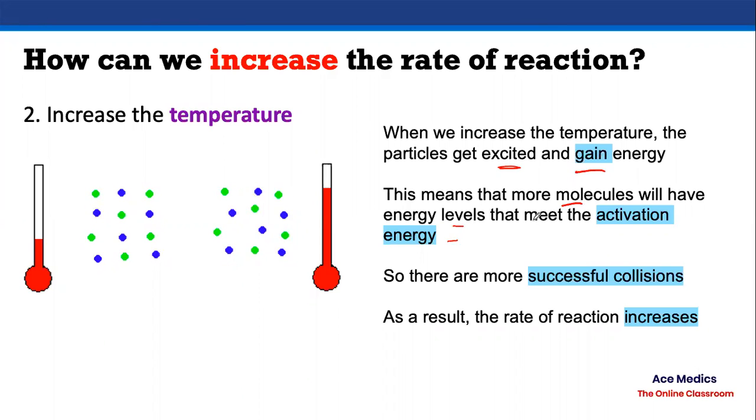Because remember, the activation energy is the minimum amount of energy that is required for it to be a successful collision, and therefore for the thing to actually chemically react. So when you have more energy, because you're heating it more, you're getting the particles excited, the particles gain more energy. That means there will be more of those molecules that have the energy level that meets the activation energy, the minimum amount of energy that's required for that successful collision. So there'll just be more successful collisions. As a result, when you increase temperature, you're increasing the rate of reaction. Do we get that?